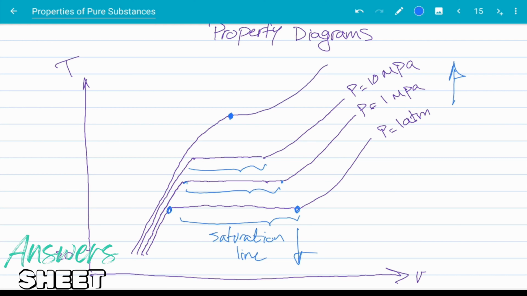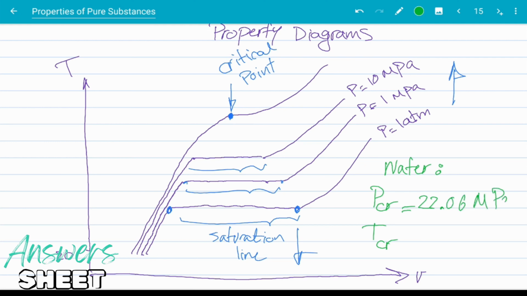At this point, saturated liquid and saturated vapor are the same. There is no phase change process. This point is called the critical point. For water, the properties at the critical point are listed here. The critical pressure of water is 22.06 megapascals, while the critical temperature is 373.95 Celsius.